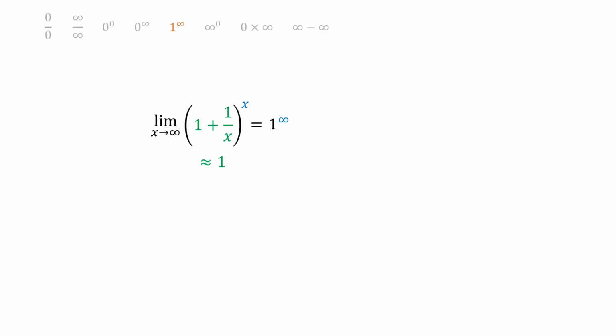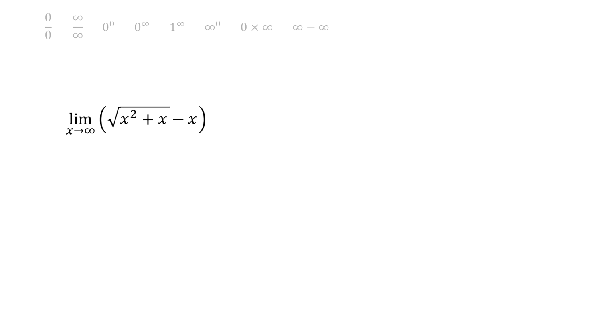So the real question is, which one grows faster? The base approaching 1 or the exponent heading to infinity? Depending on that balance, the result could be 1 or any other number. It could even be infinity, or the limit might not exist at all. In this particular case, the result is the famous Euler's number. As for the full solution, let's save that for the video dedicated to this special number.